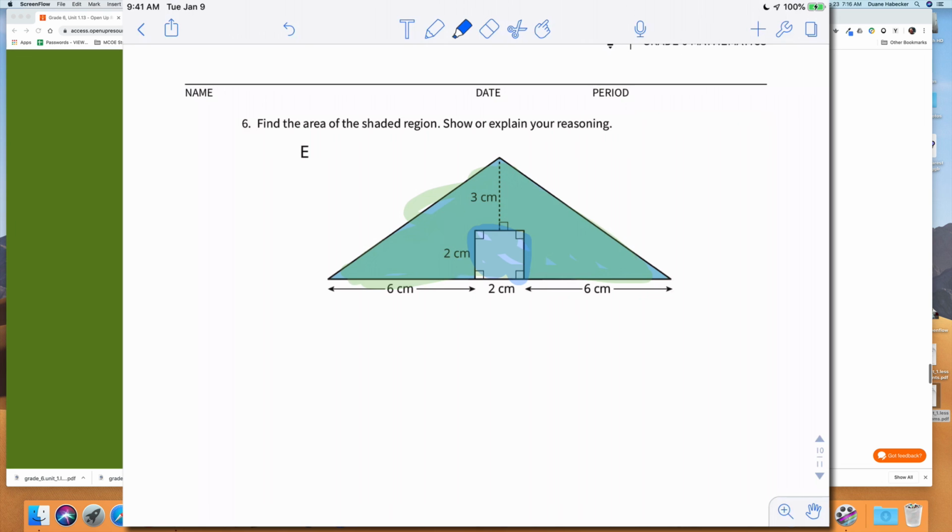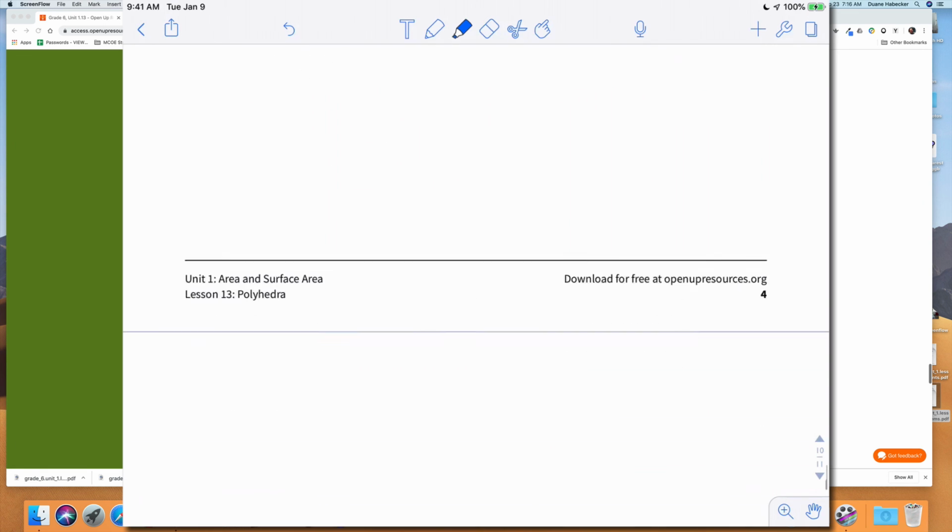So I'm going to leave that up to you to map out. Now, I've mapped out your strategy. Now go carry it out. Find the area of the triangle, find the area of the square, and then subtract.